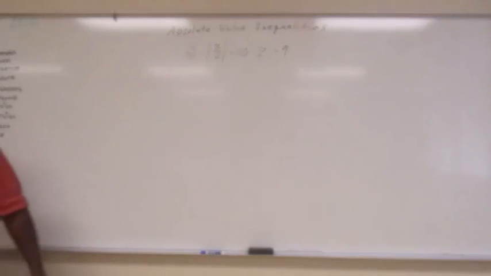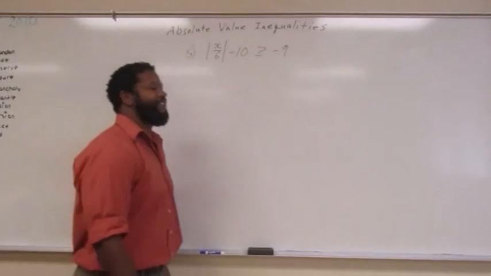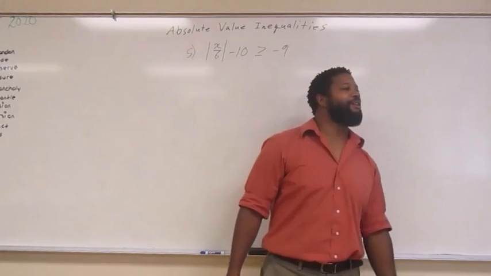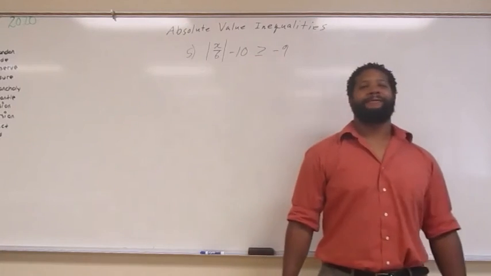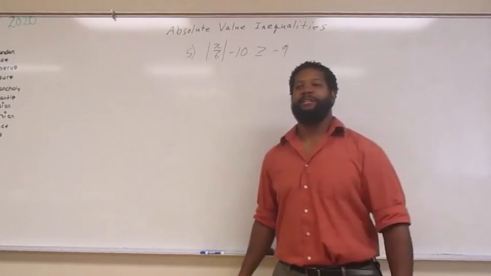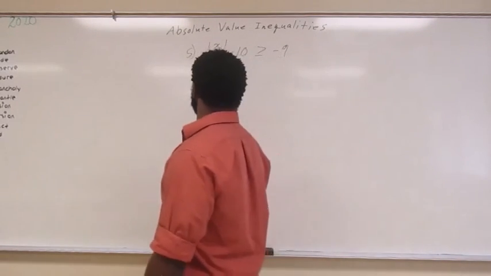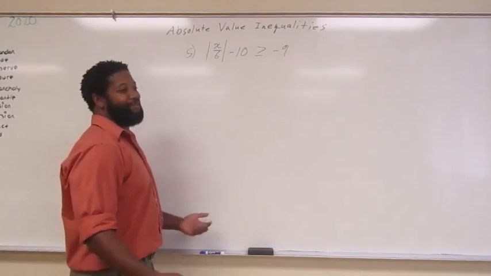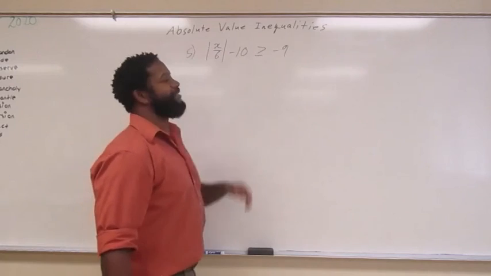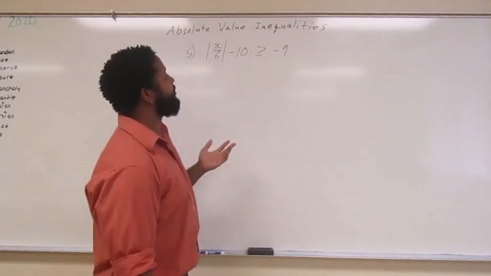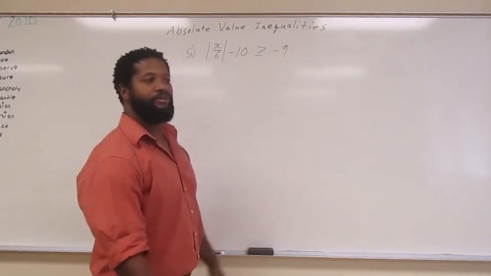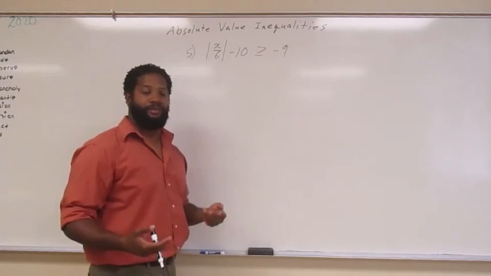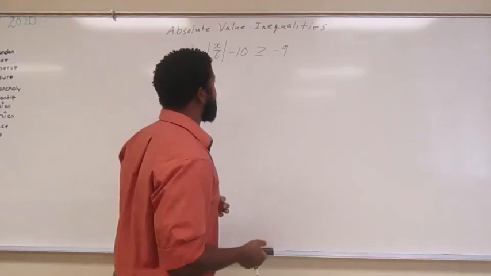Real quick, what kind of graph do you think we're gonna have? Seeing as this is greater than, what kind of graph do you think we're gonna have? An or, right? Yeah, most likely. Remember, if it's greater than or equal to, then most likely we're gonna have an or. If it's less than or equal to, then most likely we're gonna have an and, okay?